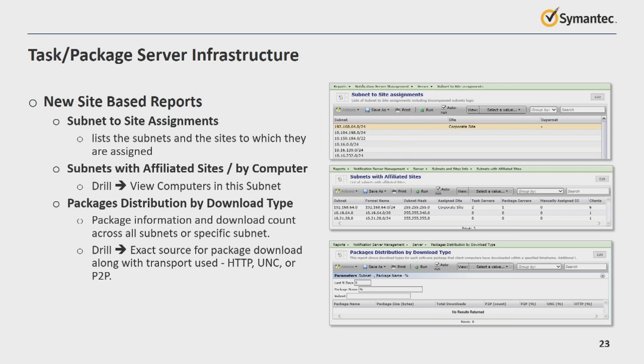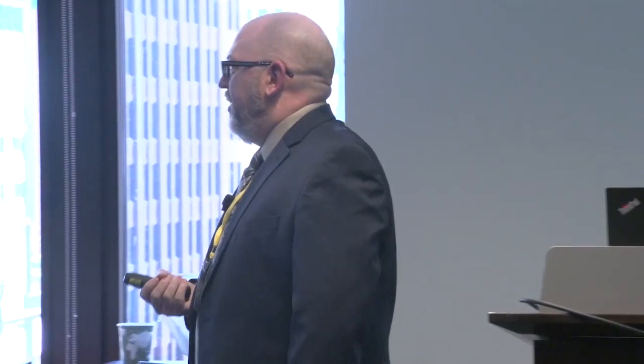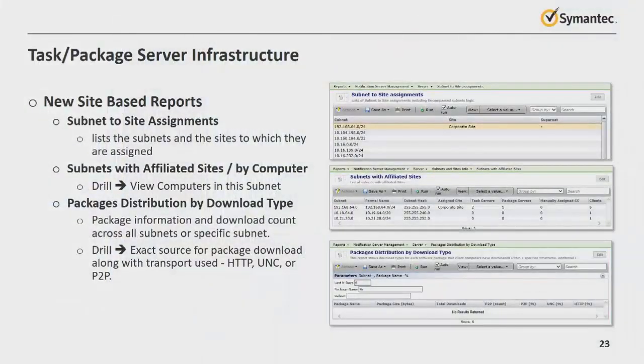We also have the packages distribution by download type. So this one here, I didn't have a lot of data to show, but you can imagine what it's about. So it's basically saying, how did it get that file, right? So here's my package. How did it get that file to the site server? Was it P2P? Was it multicast? Was it HTTPS? Was it UNC? So it gives you a little more information. It's a great one to test whether P2P is doing what it's supposed to do between things like the notification server and your package servers. Okay. And this one, of course, does drill down to the exact source for package download. So that, again, like I mentioned, HTTP, UNC, P2P, etc.